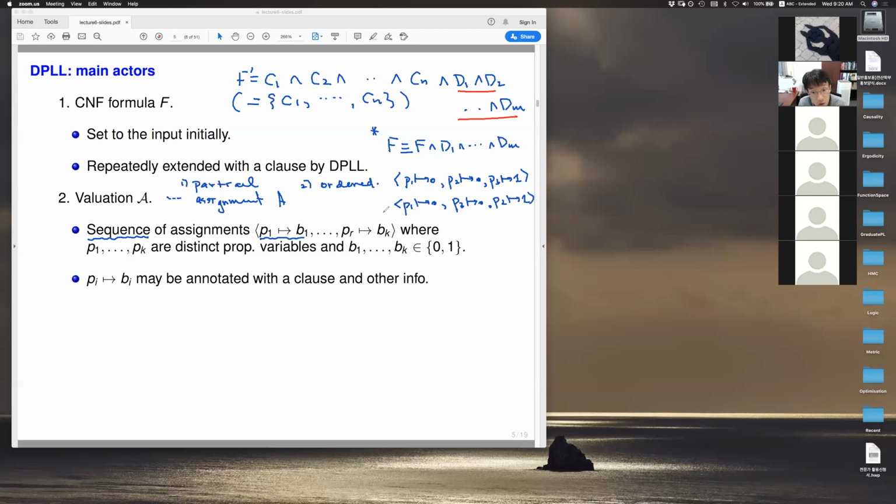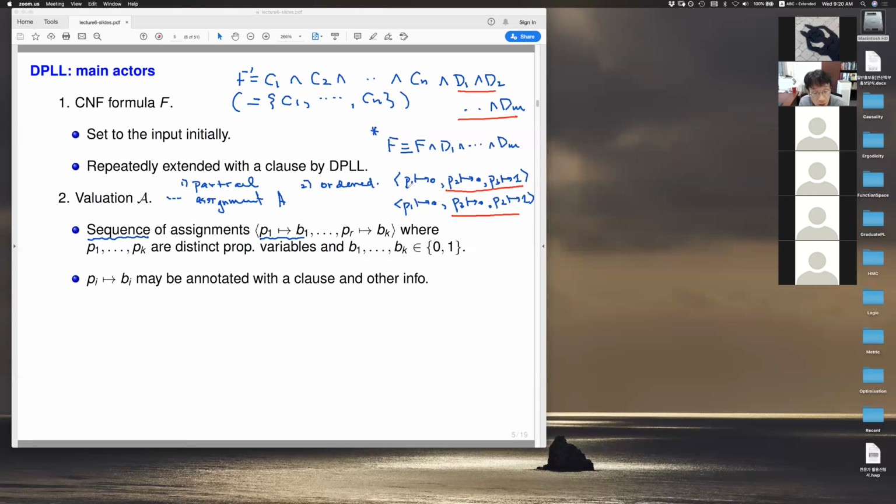Okay. So these are the two possible valuations. You see that the orders of P2 and P3 are different. In one case, P2 appears first. In the other case, P3 appears first. This matters because what we want to do with valuation is record all the sequence of decisions we made so far, in the order that these decisions are made.